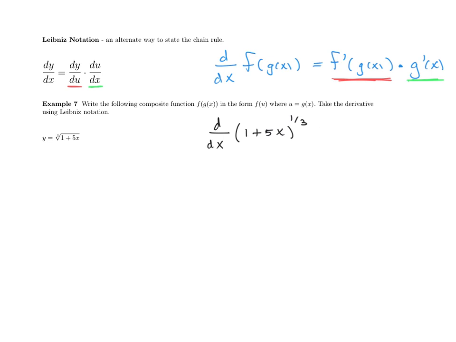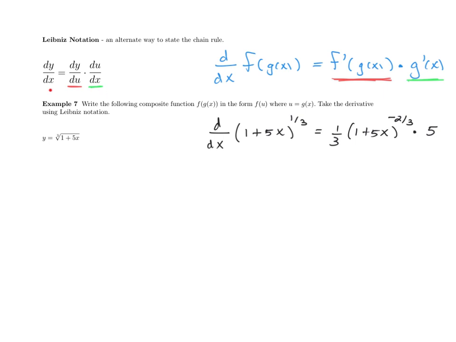The chain rule says you bring down the third, you copy down the 1 plus 5x, you subtract 1 from the exponent, which gives us negative 2/3, but then you have to multiply by the derivative of the inside function, 1 plus 5x, and that gives you 5. And that's it. Unsimplified, you can leave your answer like this.